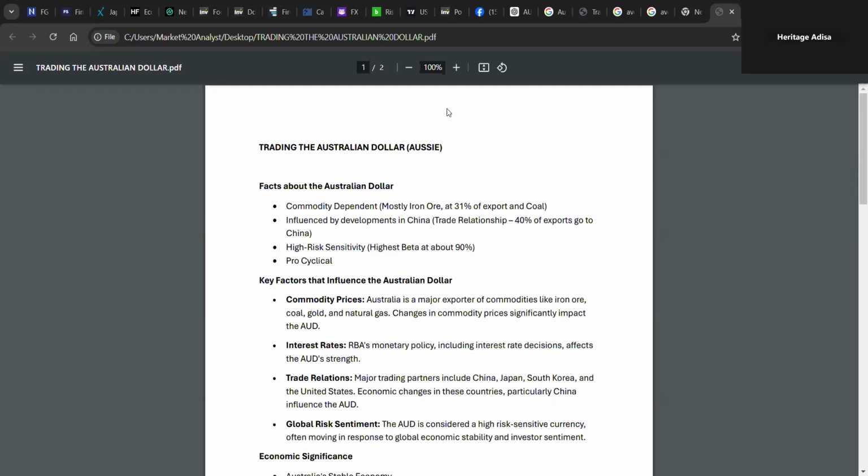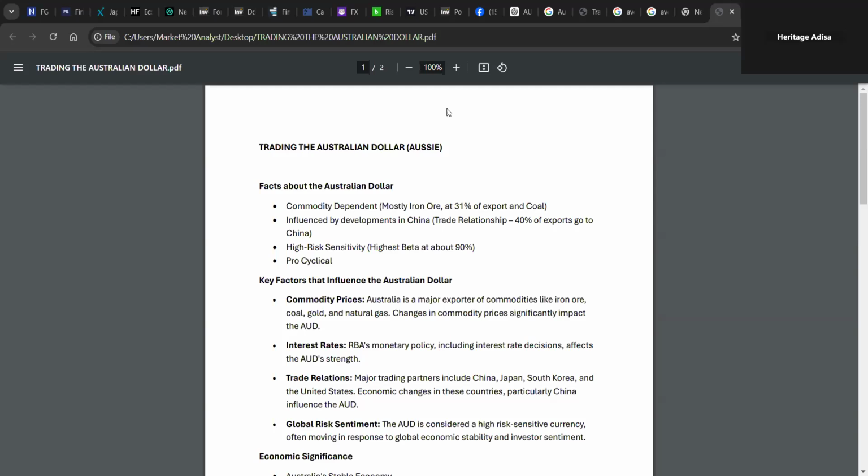So commodity dependent for the Australian dollar, mostly for iron ore, and you also have coal, another major export in Australia. Now, whatever happens to these products, and these are not the only products, you have natural gas, you have gold, right? There are so many other ones, but because you have the currency dependent on these particular commodities, significant changes in commodity prices, that could be as a result of supply and demand factors, as a result of geopolitical development, whatever the case is, whatever affects these assets can by extension affect the value of the currency.